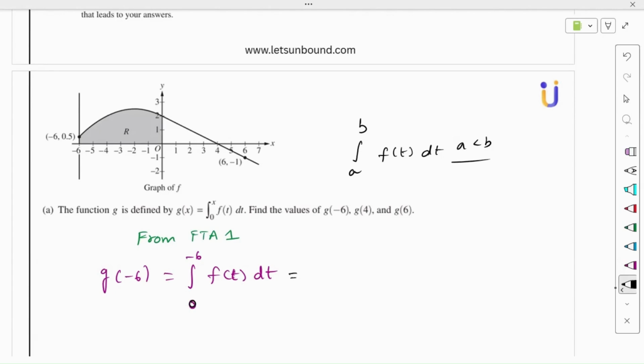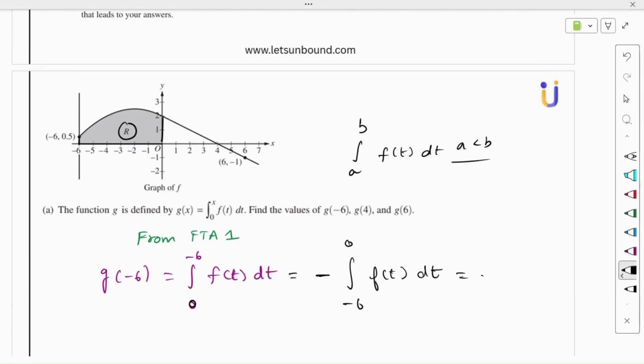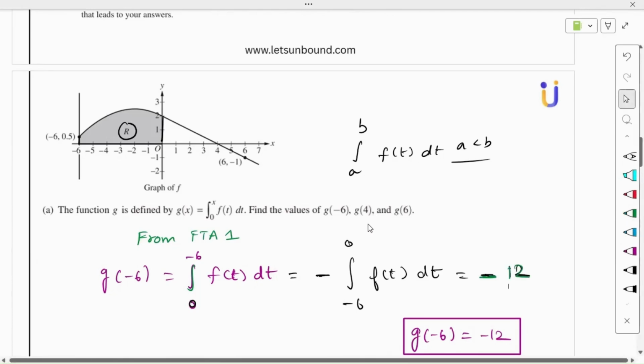So we need to apply a limit integral property. Give a minus and exchange the limits: negative integral from -6 to 0 of f of t dt. This means the area under the curve from -6 to 0, that means the shaded part R, which they clearly mention. So equal to negative, and this value will be 12. Hence, we got g of -6 equal to -12. So the sign is very important. This sign comes from the property of an integral as the limits are not in the proper order. Then the area is a positive 12. Okay, so g of -6 is -12.